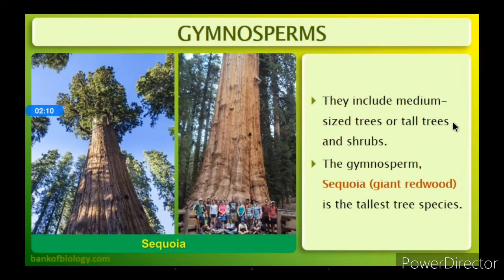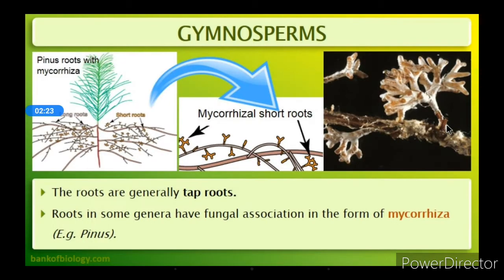They include medium-sized plants, tall plants, shrubs, etc. The tallest tree species under the gymnosperms is Sequoia, the giant redwood. The roots are generally taproots. You know two types of roots, fibrous root and taproot, right? So here you can see taproots. The roots of some genera have a fungal association to form mycorrhiza. You know about mycorrhiza, right?